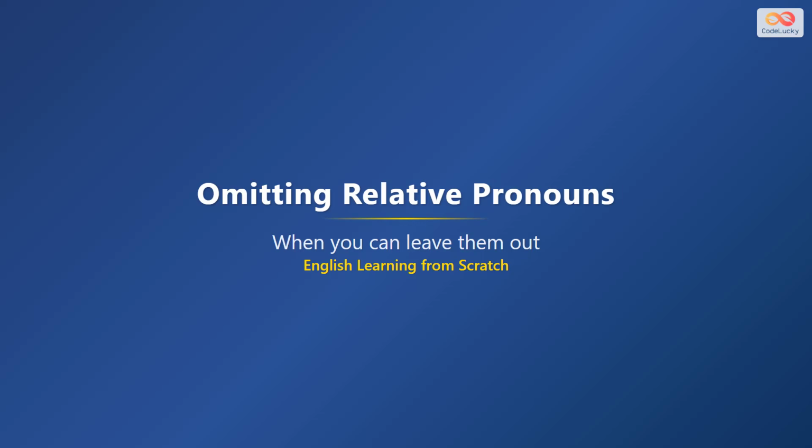Omitting relative pronouns means leaving out words like who, which, or that when they are not needed in a sentence. This helps make sentences shorter and easier to understand. We only omit them when they are the object of the relative clause and essential to the meaning.